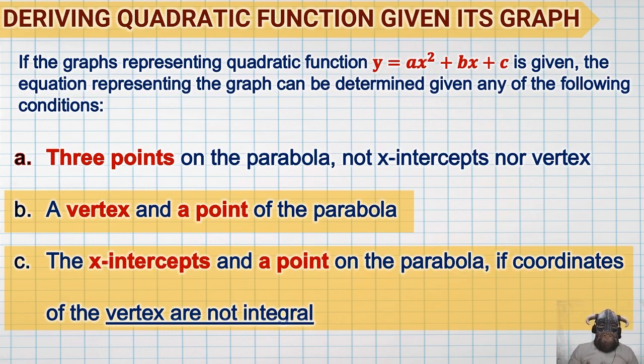So, ibig sabihin, hindi siya whole number, possibility nun is hindi siya sakto dun sa mga intersection ng mga grids natin sa Cartesian plane. So, gagamitin natin si letter C, especially kapag yung x-intercepts natin ay visible.